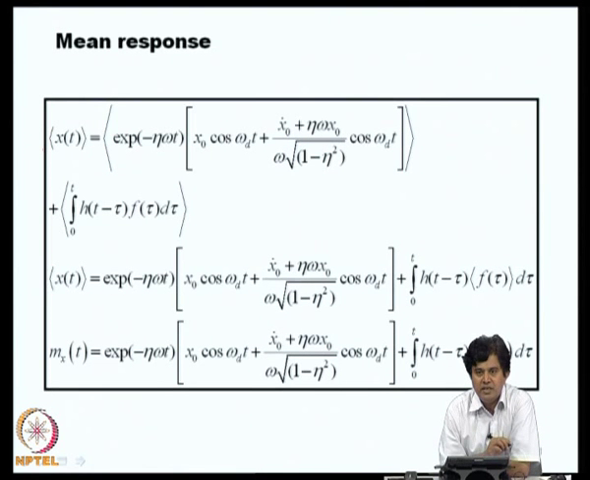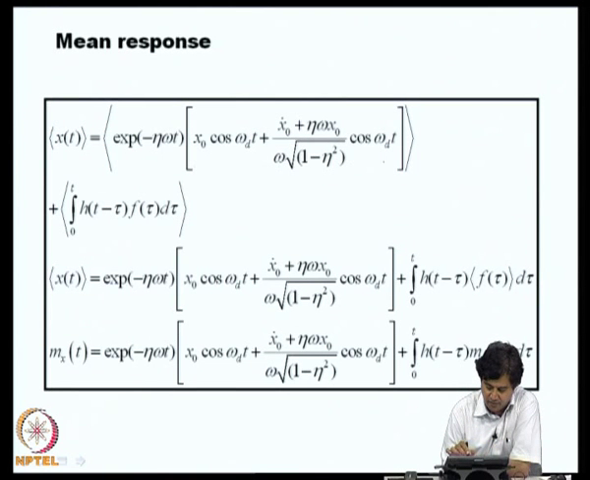Suppose I am interested in the mean of x of t. So, I will take expectation of x of t, which is the expectation of the first term and the expectation of the second term. If we assume initial conditions to be deterministic, they could as well be random, but for our analysis let us assume initial conditions are deterministic. This is an expectation of a constant, therefore, that remains as it is. Now, this expectation includes this f of tau, therefore, I can write this second term as h of t minus tau expected value of f of tau d tau. Expected value of f of tau is a deterministic quantity which is nothing but the mean of f of tau.